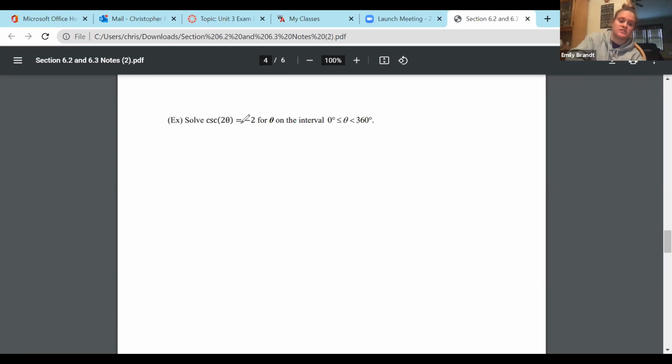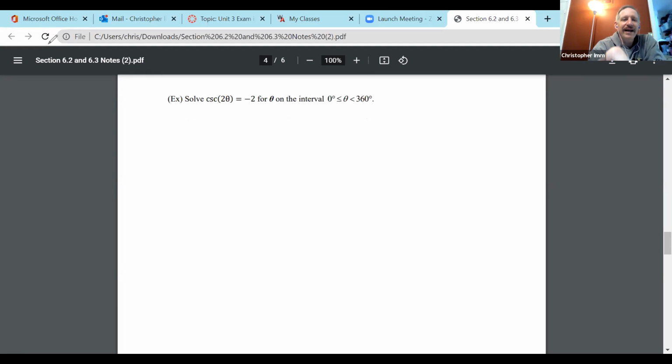Yeah, we'd use that double angle. Nice job, Emily. So we'd replace that cosecant by 1 over sine 2 theta. And yeah, we have to keep that angle the same. It is equal to -2. And now what we want to do is solve for sine 2 theta. So at this point, I can go ahead and multiply both sides by sine 2 theta, sort of like we did in the other section when we had one of these alternate functions.